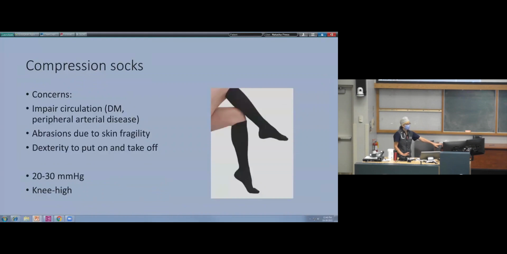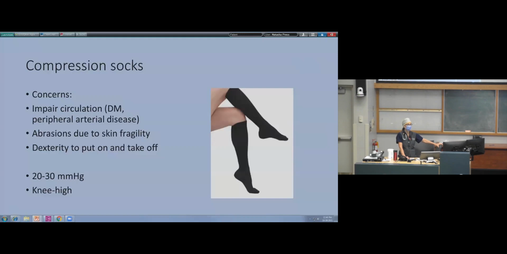There are a couple caveats, as there always are. The first is that if you have concerns about somebody's arterial supply, you don't really want to compress the area too much because you don't want to cause ischemia. Particularly in people who have known peripheral artery disease or diabetics who may have peripheral artery disease, we'll sometimes have these patients assessed at the vascular clinic at St. Paul's where they can do ankle brachial indexes, or if they can't do that, then toe pressures.